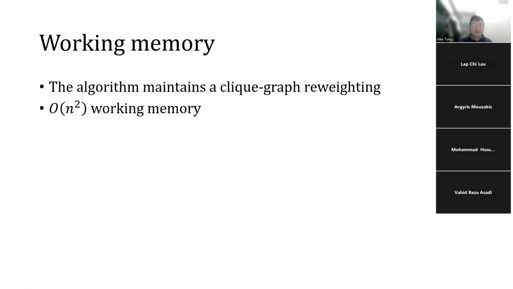Okay, if not, then finally, I guess I'll mention the working memory. So one nice thing about this algorithm is that the computation of the probabilities only depends on the Li. So Li is just an n by n matrix maintaining the weights of the edges in the clique graph. So that means the working memory is just O(n squared). And in comparison, all the offline algorithms need memory at least omega(m). And this, of course, can be exponential in n.